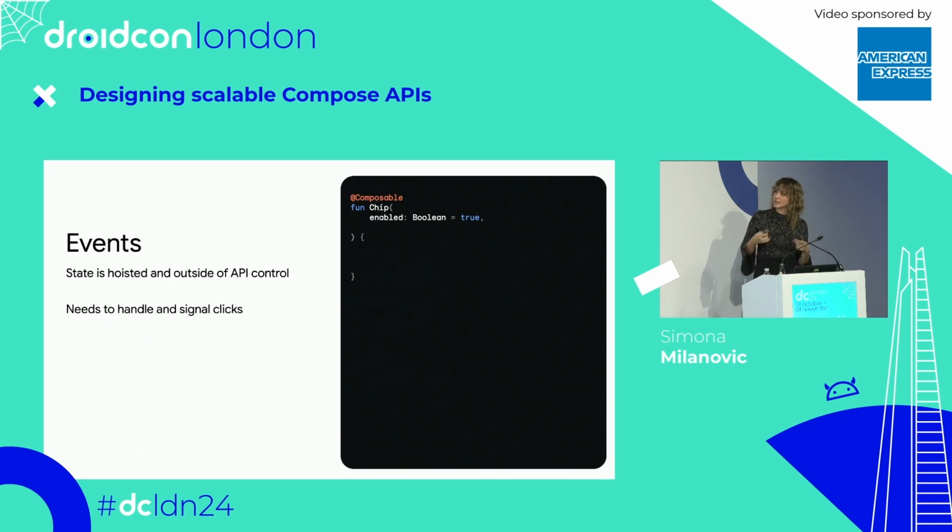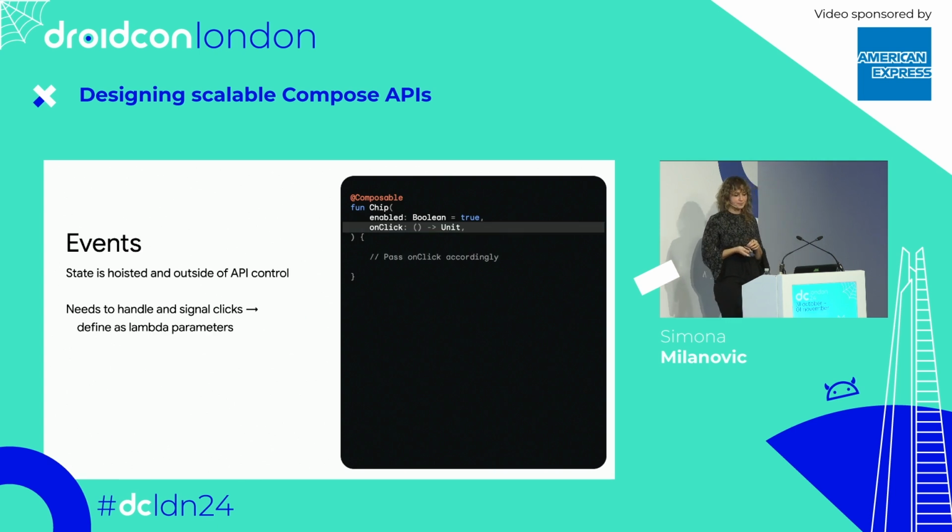The enabled state is now hoisted and outside of the API control, but the chip still needs a way of handling clicks and signaling to the caller that it has been clicked. Events such as onClick should be accepted as Lambda parameters and passed accordingly. Extracting events like this ensures that your API is more reusable, testable, and previewable.